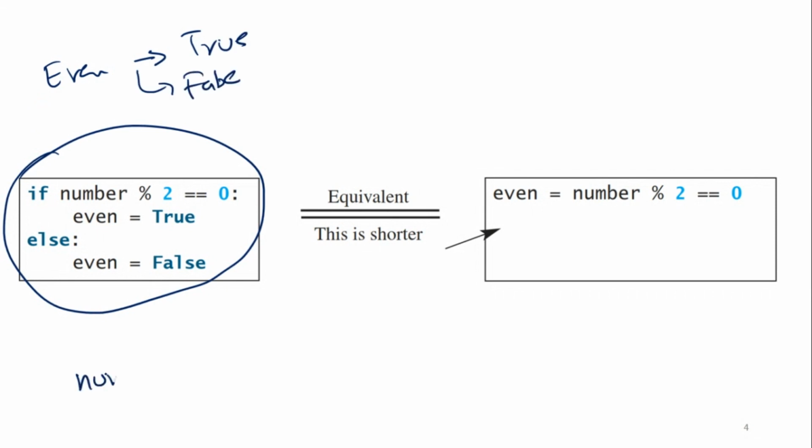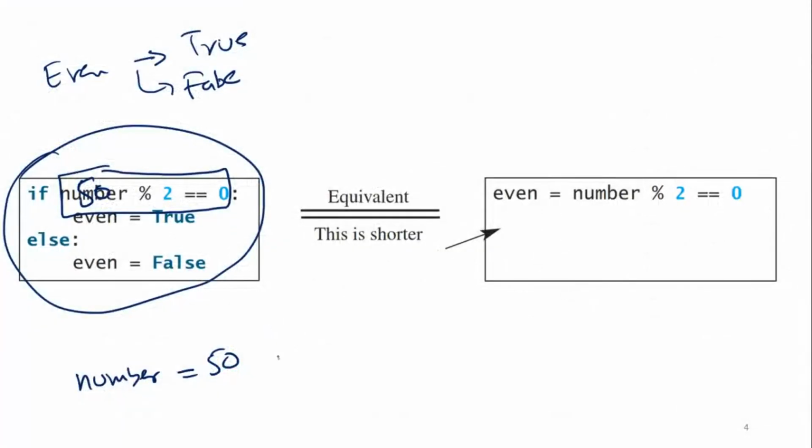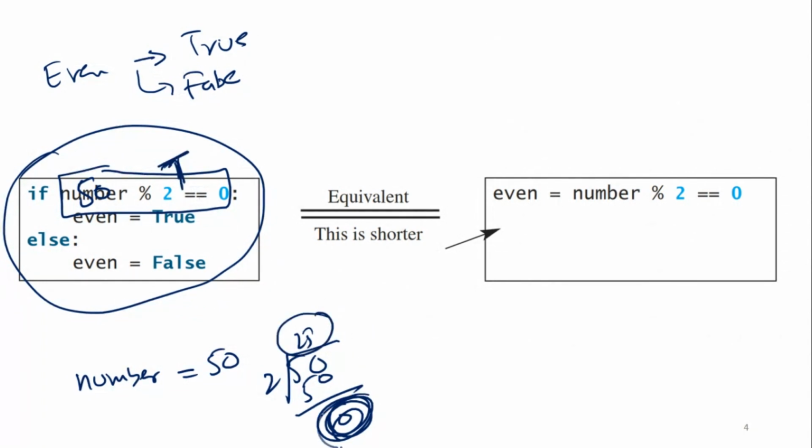Let's say the number is 50. Then we have 50 here. Is it true or false? Abdullah, it is true. Why? Because 50 remainder 2, the remainder is 0. This is not a quotient, this is the remainder. Remainder is whatever is left behind.